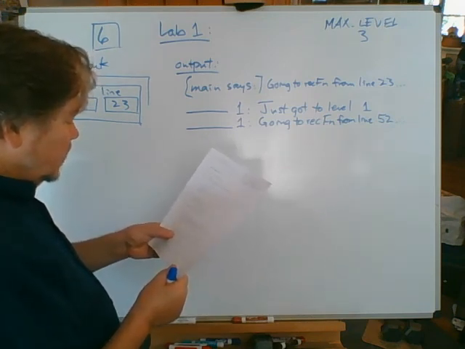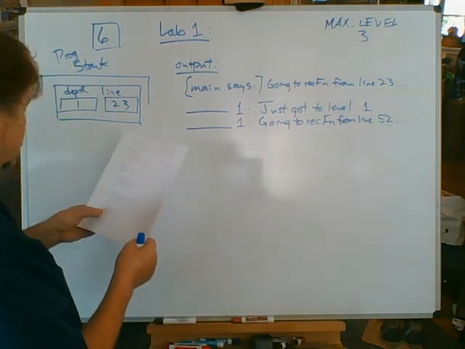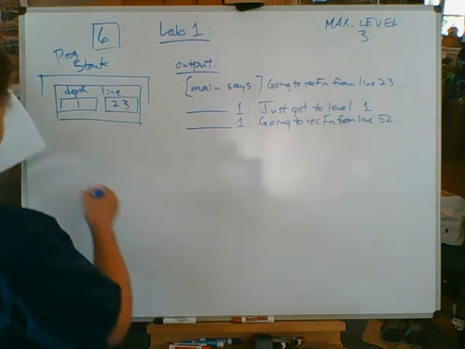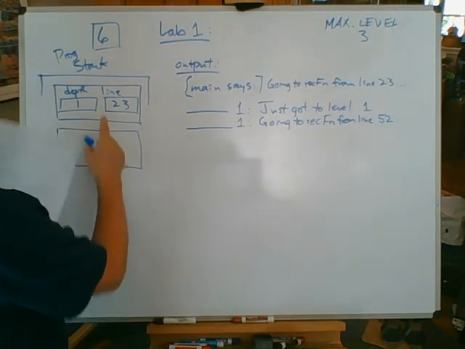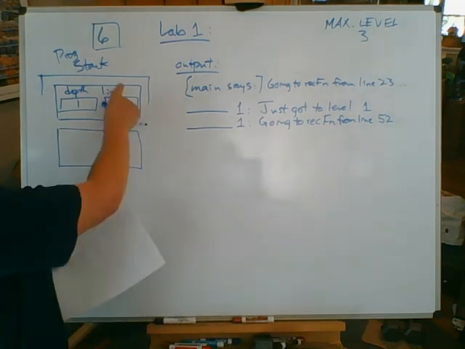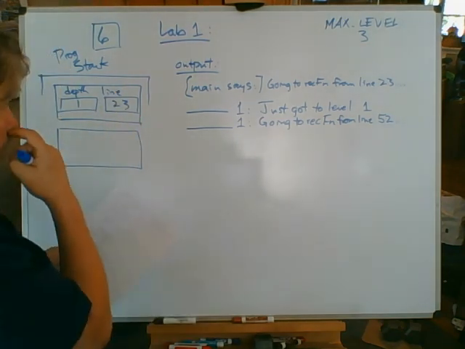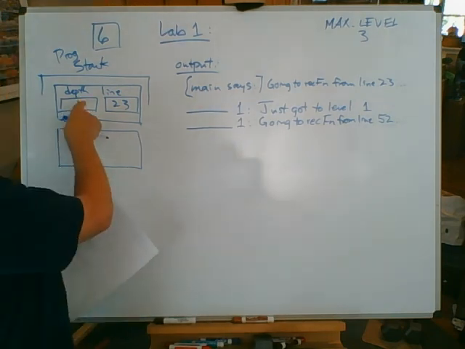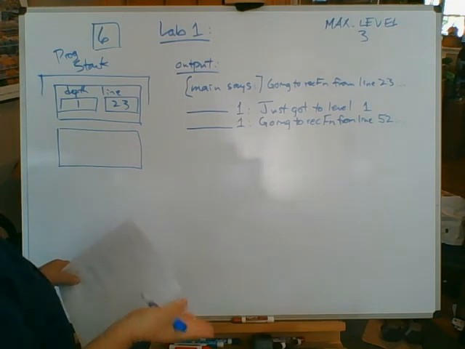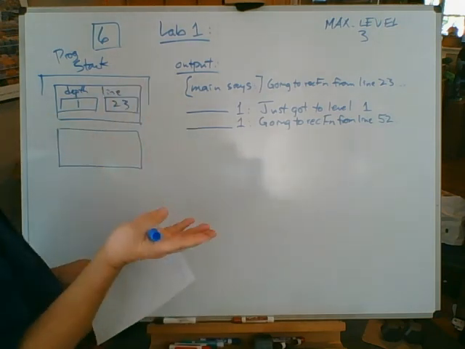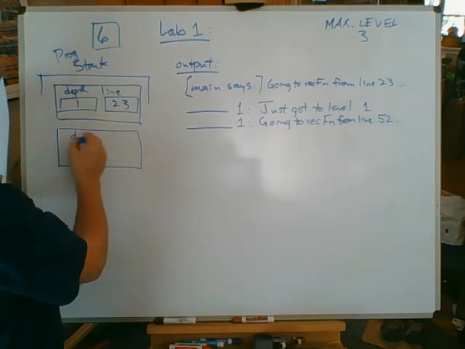Then there's a call. Look at this on line 52. Sure enough, going to recfunc from line 52. There is a call on line 52 to recfunc, which means it's got to make a new stack frame. Bye-bye, first stack frame. We can't see you anymore. We can only see this one. And it's passing in depth plus 1. Notice it's not changing the value of depth. It's just adding 1 to it. The system evaluates that expression and sends that down to the next function call.